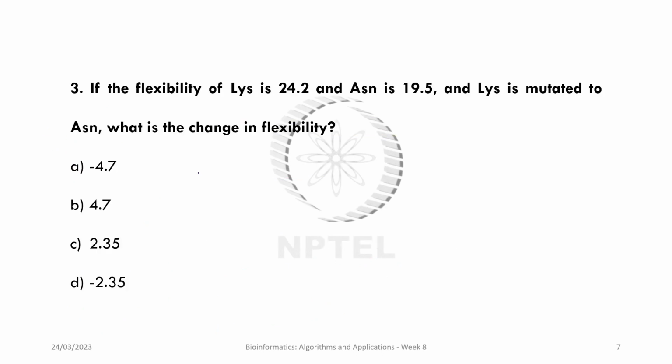Question 3. If the flexibility of lysine is 24.2 and asparagine is 19.5 and lysine is mutated to asparagine, what is the change in flexibility? So, how do you measure a change in a property for a mutation?